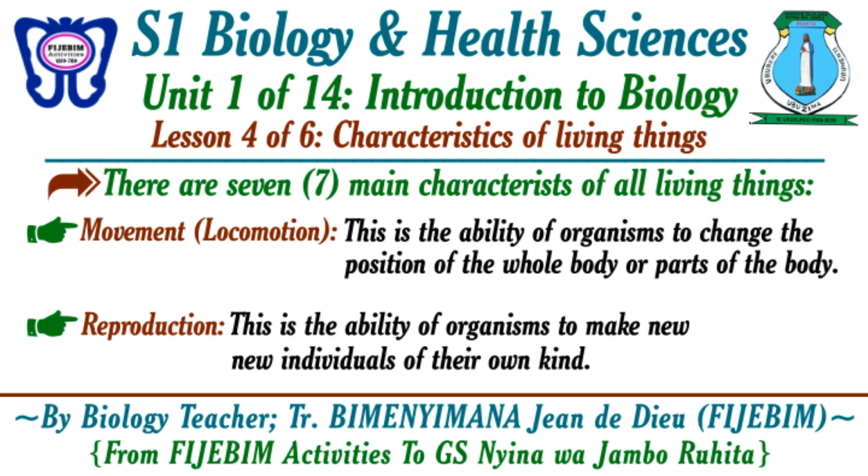Number 1 is movement or locomotion. This is how organisms may change the position, the whole body or some parts. For us human beings and the animals, we move the whole body. But the plants can no longer move the whole body. It shakes some of its parts. It shakes the branches, it shakes the leaves. So shaking the branches, the leaves, is now shaking the part of its body. You understand?